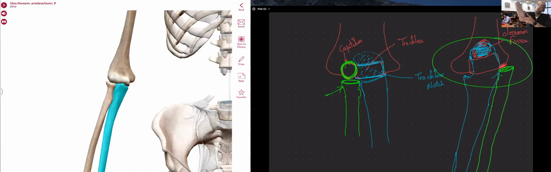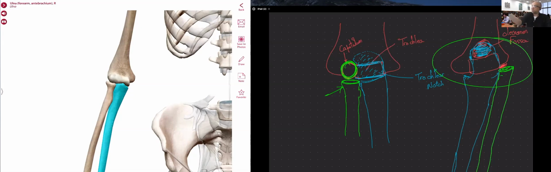Can you go to a hyperextension? I can't move my forearm beyond this point. I can't perform a hyperextension. I can't allow any further extension because simply the olecranon process, as you're seeing here, is going to be passing to the inside of the olecranon fossa, preventing any further extension from taking place.